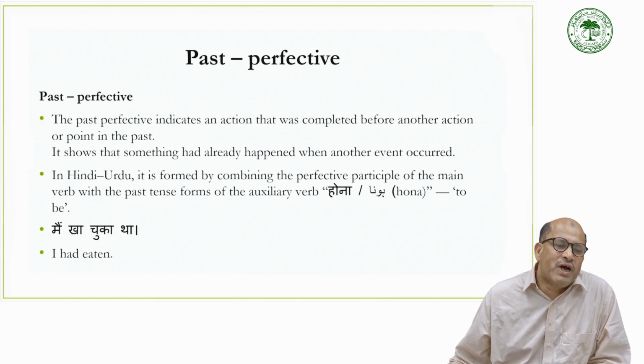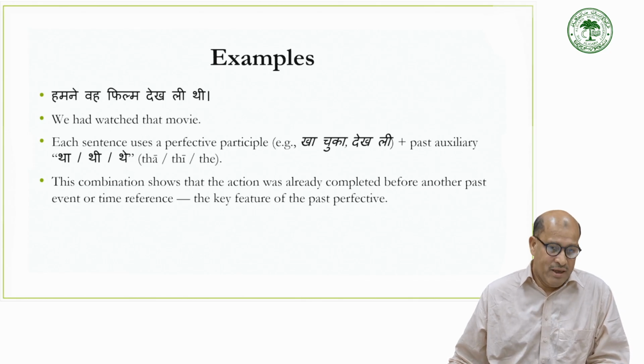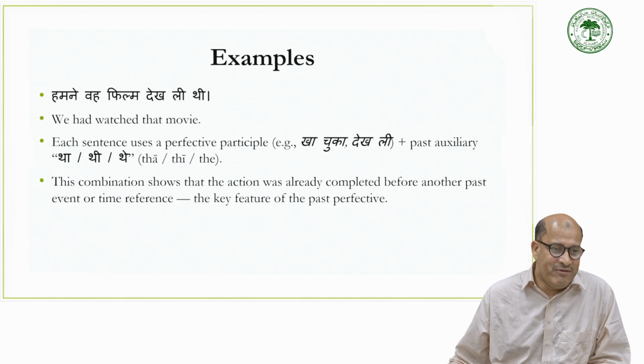So, मैं खा चुका था as an example. If you look at this, I had eaten, और हमने वो फिल्म देख ली थी. We had watched that movie. Here each sentence uses a perfective participle, खा चुका or देख ली, with the past auxiliary verb tha, thi, or the. This combination shows that the action was already completed before another past event or time reference. The key feature of the past perfective is that something has already happened.